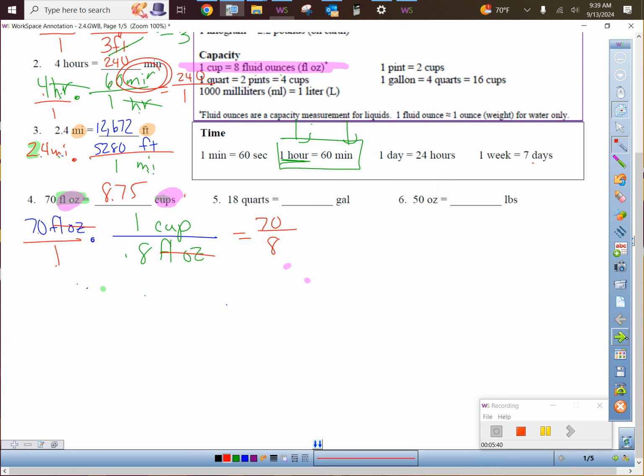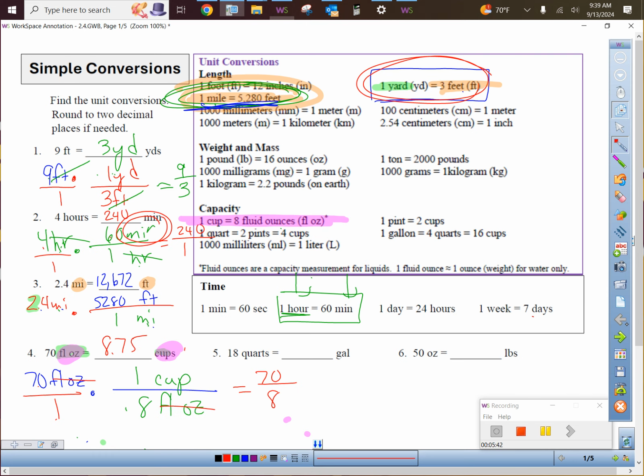Okay? 2 more. Quarts into gallons. Let's see if we can find that right here. It's a little further down. It's this blue one right here. 1 gallon is 4 quarts. And then they even have some more stuff about 16 cups, but we just care about the gallons and quarts. You're just looking for these words in the same equation in this chart right here.